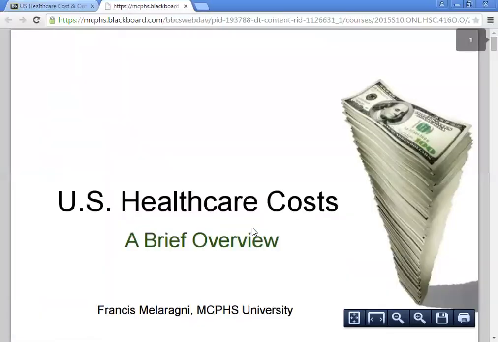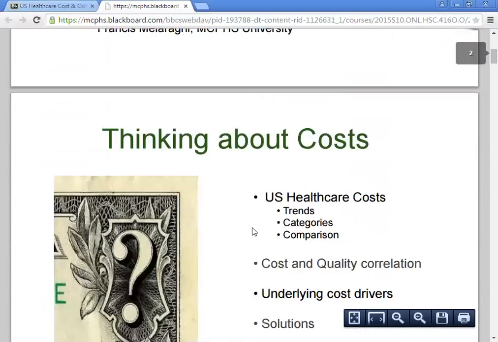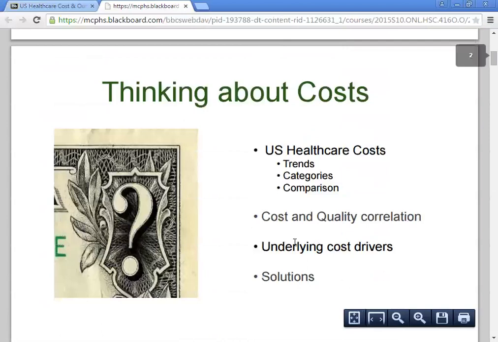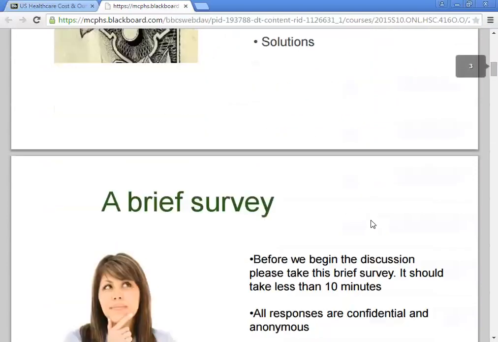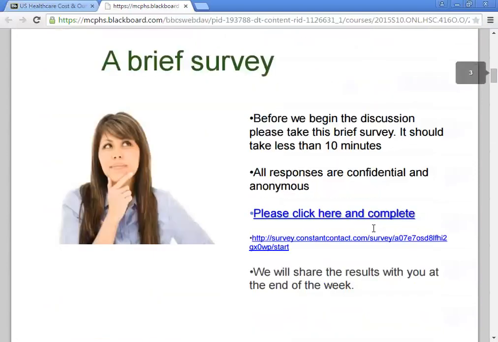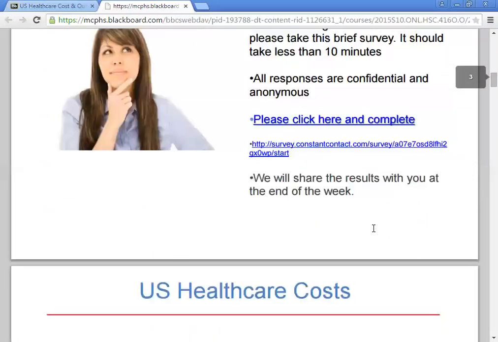So if you flip through this, what you'll find is a lot of information about the state of U.S. healthcare costs compared to other countries, the trends, where the spending's occurring. And so I'd like you to spend some time going through this. I think for the most part, it's pretty self-explanatory.